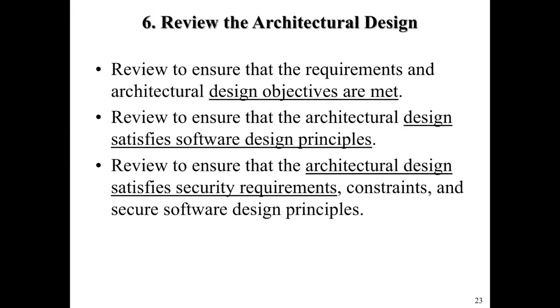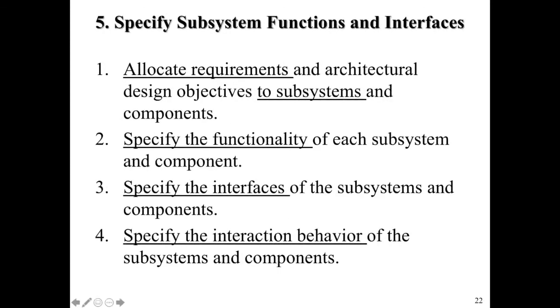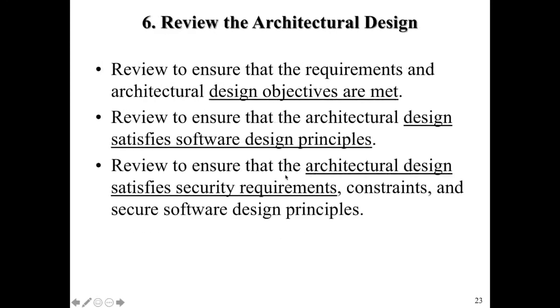The last step is review. When we are doing the review, in step 5, our architectural design is complete. So finally, we are giving a final check to see if we have dealt with all the design objectives. Are all the design objectives properly allocated to our software systems? Do we really meet our objectives? And does our design satisfy the software design principles?